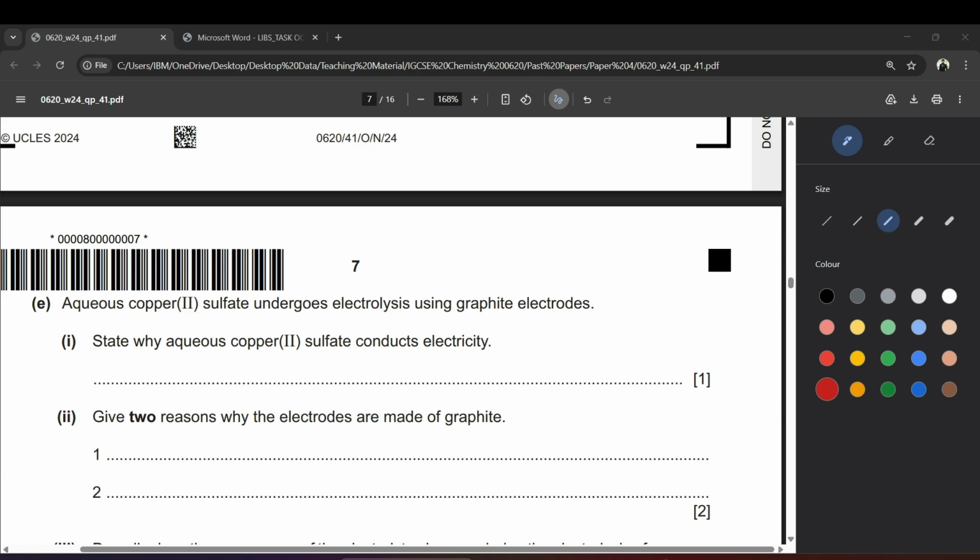Okay, aqueous copper(II) sulfate undergoes electrolysis using graphite electrodes. State why aqueous copper(II) sulfate conducts electricity. Now, your aqueous salt solution is conducting electricity, right? So, why does that happen?